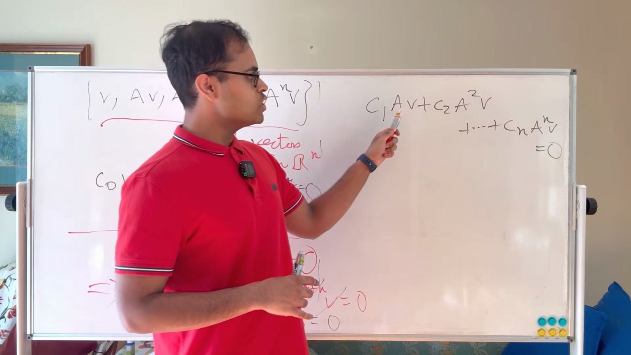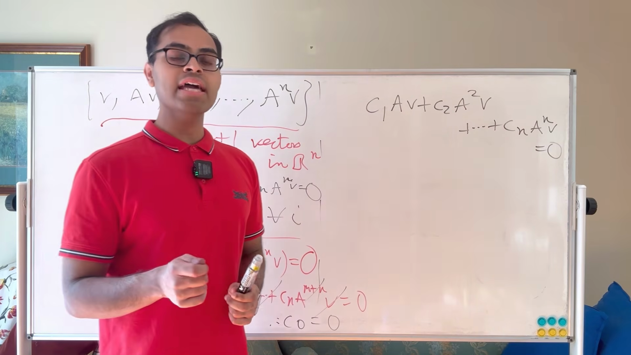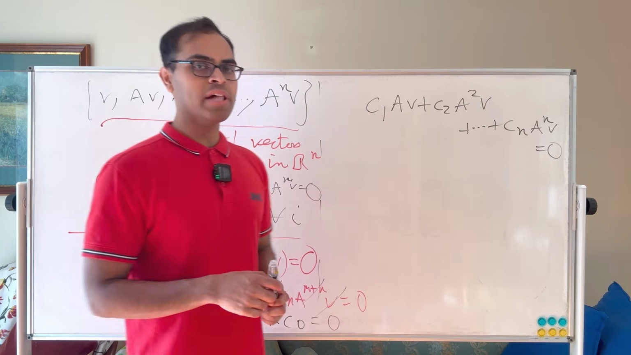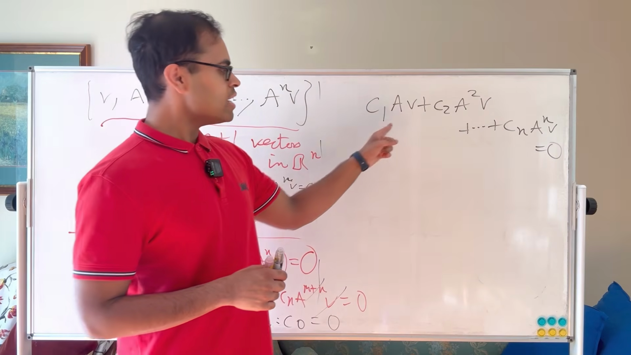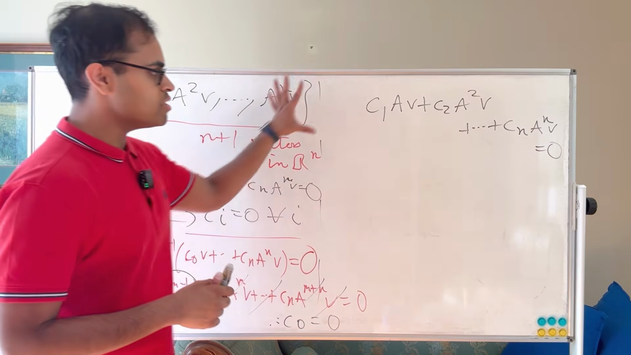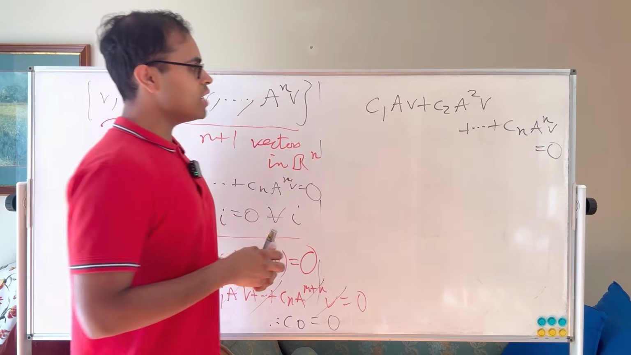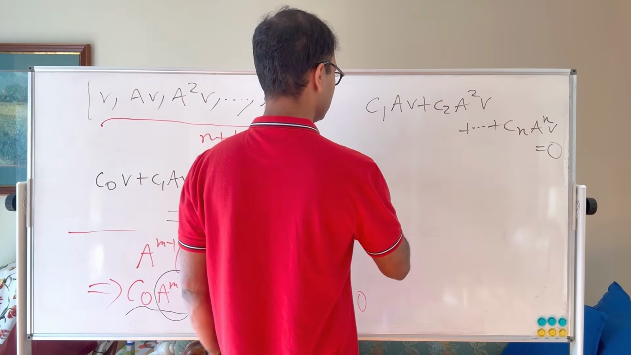So what we can do is act on this equation by applying A to the m minus 1. But we've just done that already, so that's not going to do anything for us. That's going to make everything 0. Let's apply A to the m minus 2 on both sides.